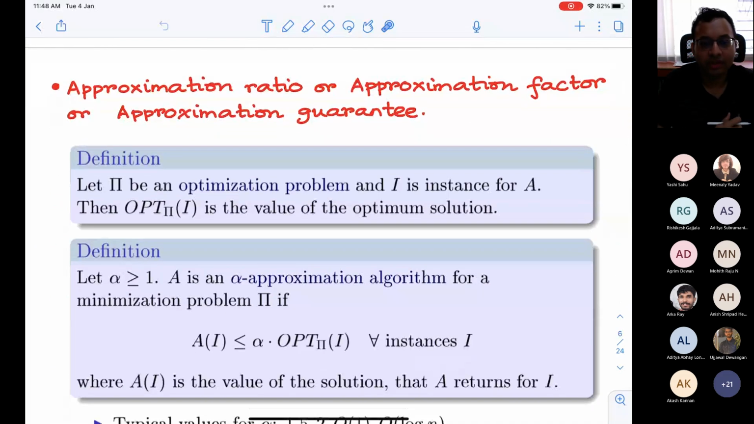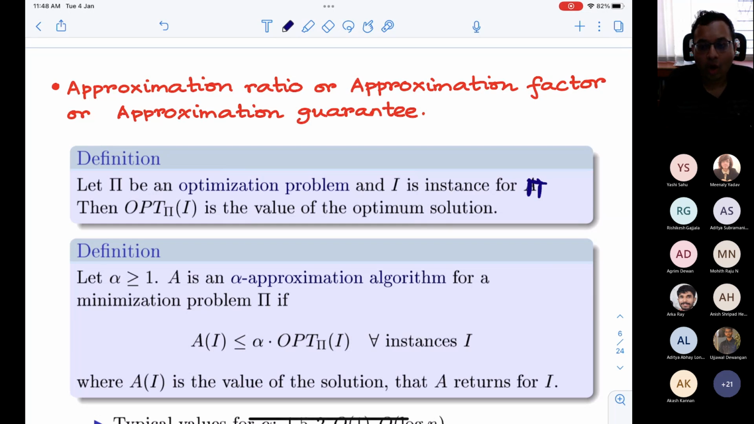So first we start with the definition of approximation ratio. How do we quantify the performance of an algorithm? It's by approximation ratio. So approximation ratio, or approximation factor, or approximation guarantee, we define as follows. First we start with some optimization problem pi, let's say 3SAT or max cut, some problem. And we take one particular instance I for this problem. And okay, that should be pi actually.